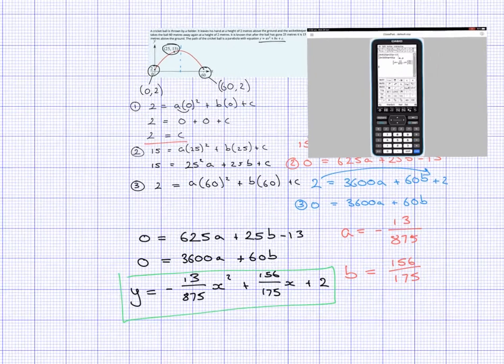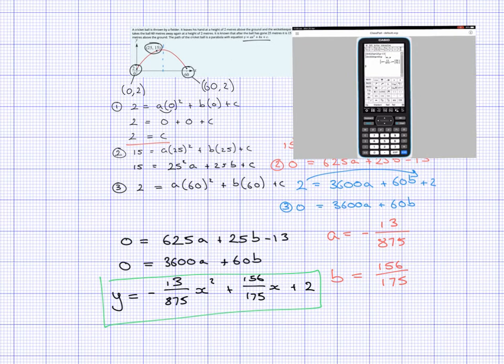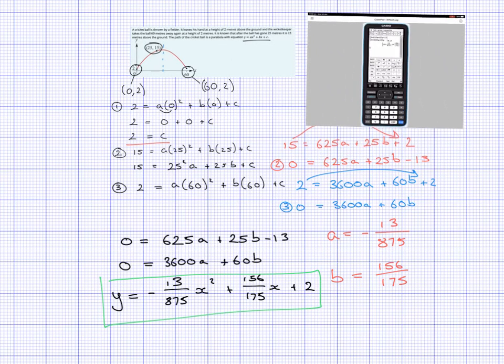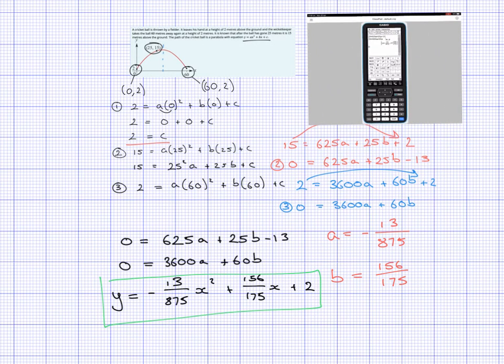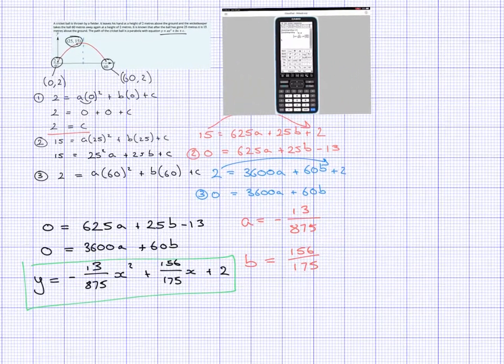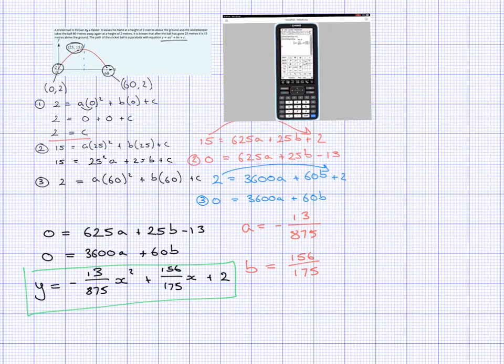All right, so we have found out what it is. The A, B, and C values really don't tell us too much information, apart from the fact that the A value is a dilation and it's stretched it out a little bit, but 13 over 875 is quite a meaningless fraction when you're talking about parabolas, because no one can visualize that sort of thing.